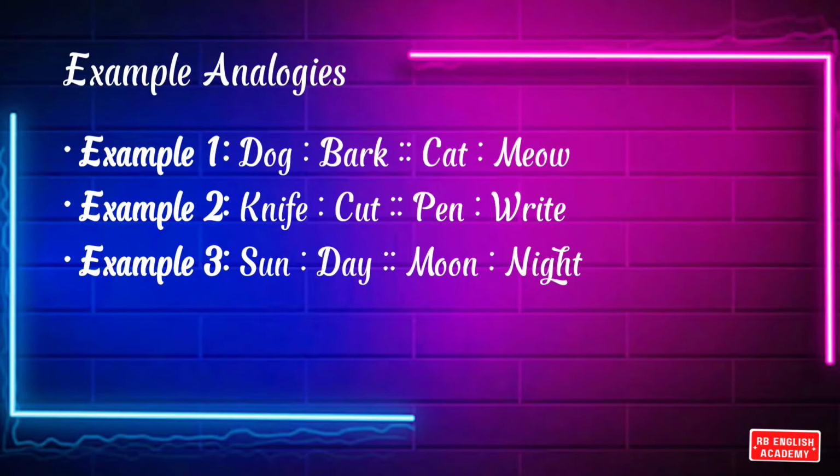And here I have given you a few examples. Example number 1, dog bark, cat meow. Example number 2, knife cut, pen write. And example number 3, sun day, moon night. The purpose of a knife is to cut and the purpose of a pen is to write. So there is a relationship between these two words and we have to find out the relationship, and based on the relationship we have to find out the other.